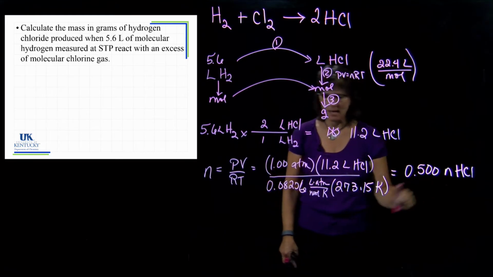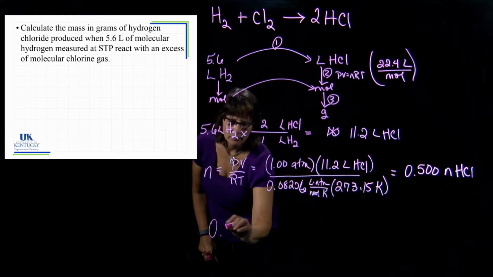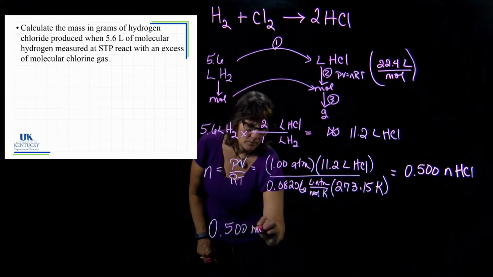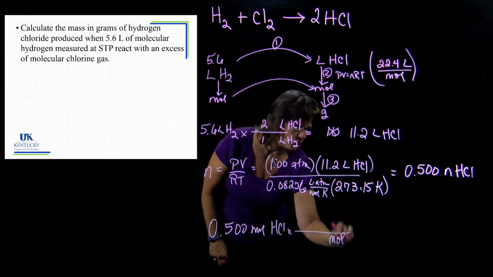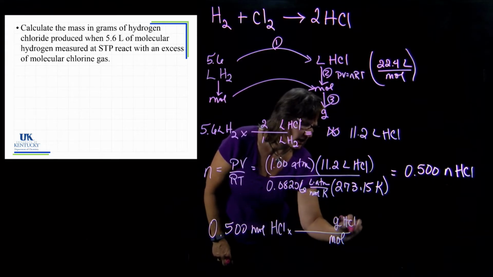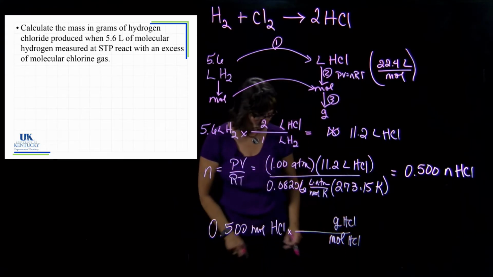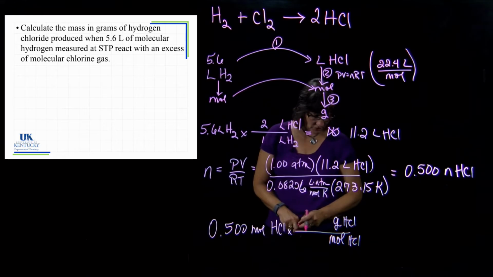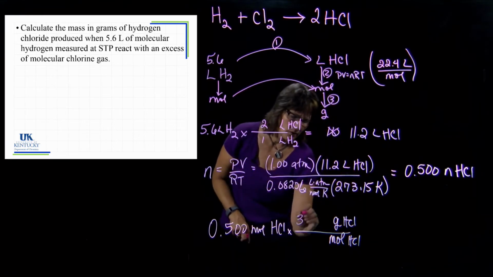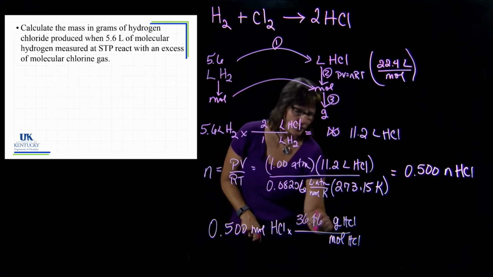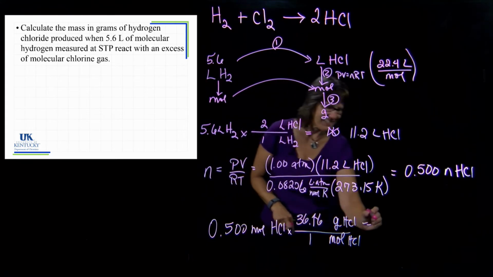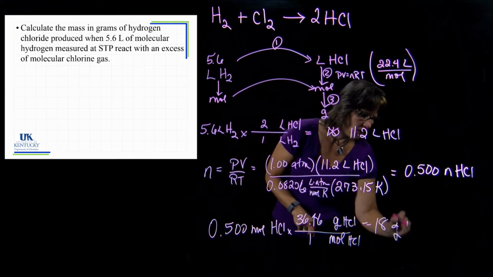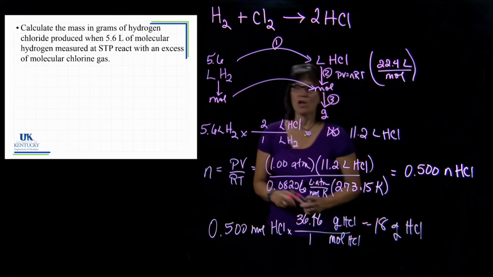And then my last step would be to take the moles of HCl and go to grams of HCl. So we'll need the molar mass of HCl, and that's 36.46. That's 1 hydrogen and 1 chlorine, grams per mole, and that will give me 18 grams of HCl.